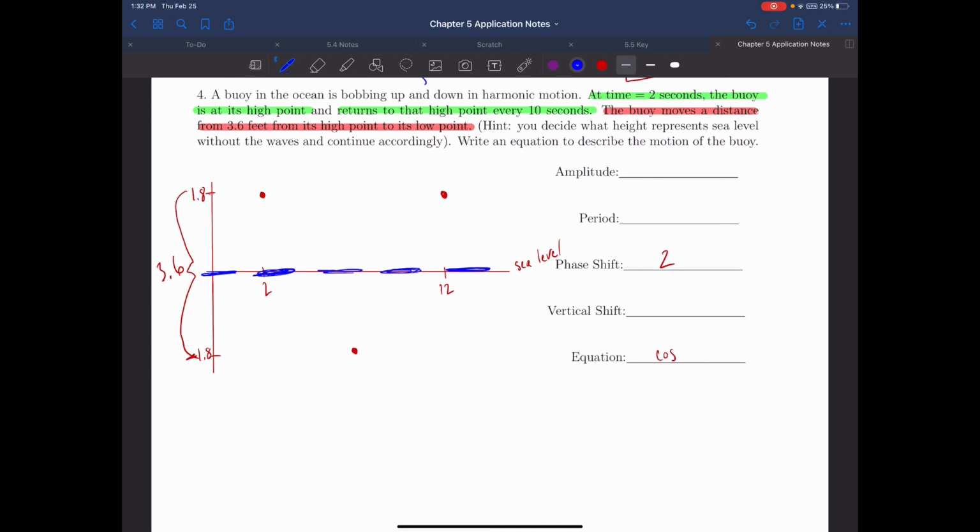And let's connect our function here. Okay, so the amplitude is just 1.8. The period is 10. There is no vertical shift. And then we just fill out the equation, and we still need that omega. So 2 pi over omega equals 10, which is the period. So omega is pi over 5 in this one as well. Phase shift is 2, vertical shift is 0. So there is our function.